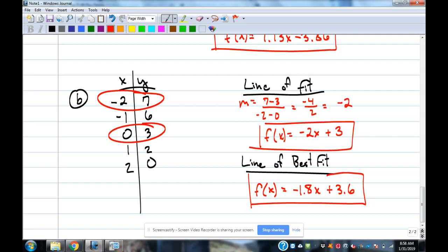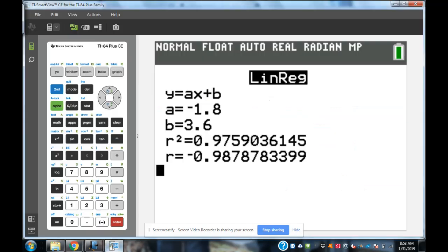Did we get pretty close with our line of fit? Our Y-intercept's off quite a bit, but our slope's pretty close. They should be similar. When you find a line of fit and a line of best fit, they should be fairly similar. And you could graph both of those on your scatter plot, if you wanted to determine that.